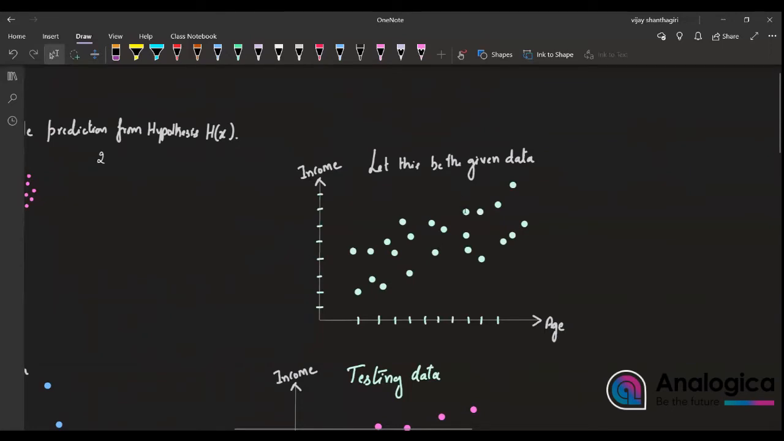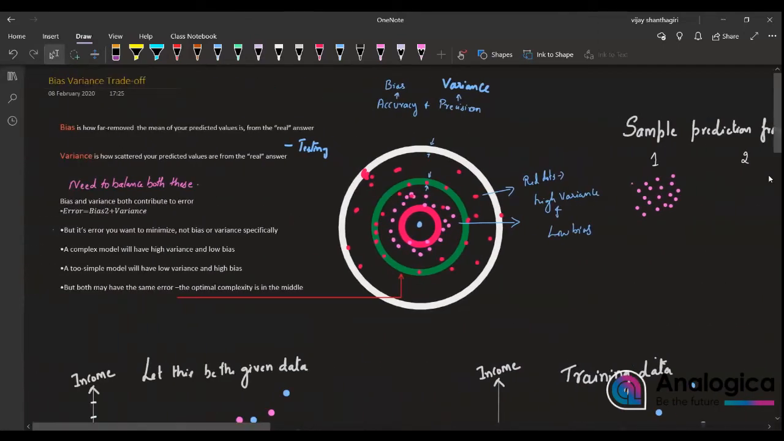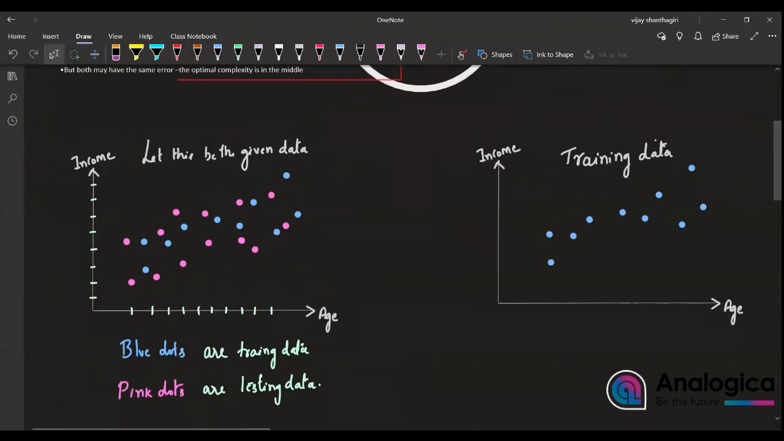So what do you do first when you have data? You separate it into training and testing. So I've got a colored pictorial separation done. Where is it? It's here. Let's come down. Okay, so let this be the given data after separation into training and testing data. What are the blue dots here? Blue dots are all our training data. What are the pink dots? The testing data.